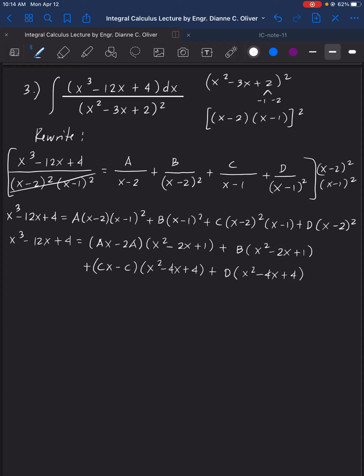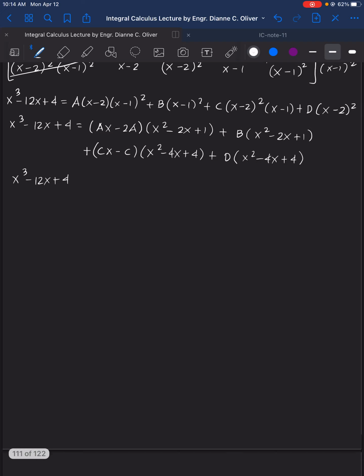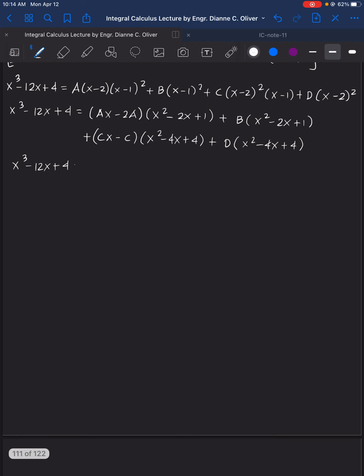Okay, so we need to be very careful on this one. One mistake, even in the sign, will make our final answer incorrect. So we have here x raised to 3 minus 12x plus 4. Let's do this as organized as possible. Let's have the first one, the a. Constant a. Distribute constant a.